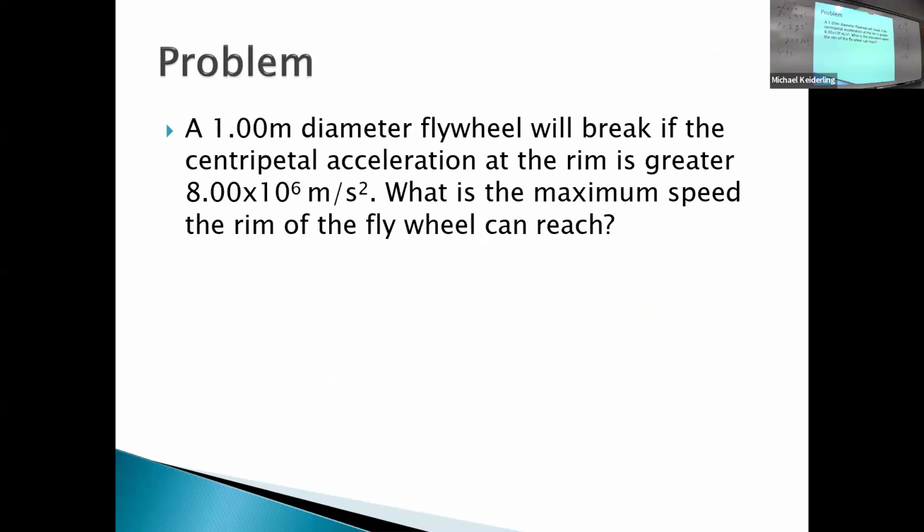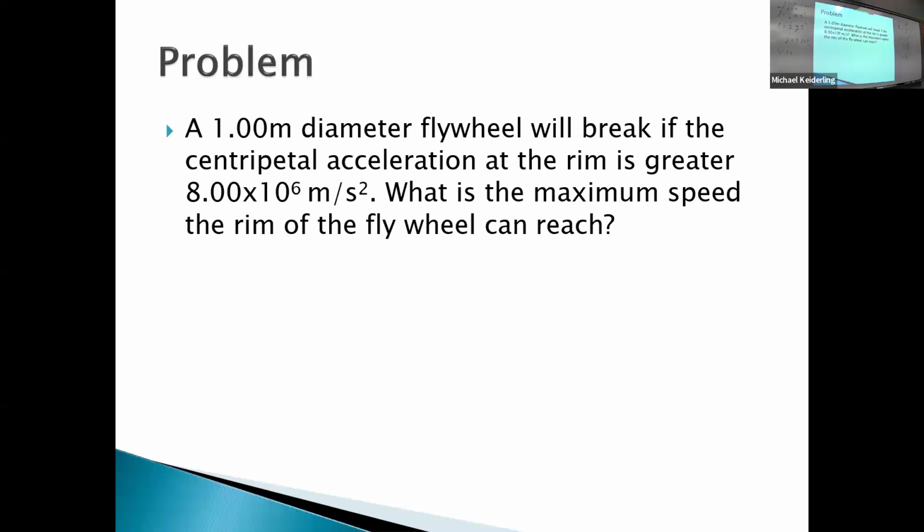Here we have a 1 meter diameter flywheel that will break if the centripetal acceleration of the rim is greater than 8 times 10 to the 6 meters per second squared. So what's the maximum speed the rim of the flywheel can reach? I want to get this flywheel up as fast as possible, and I want to know what my limit is.